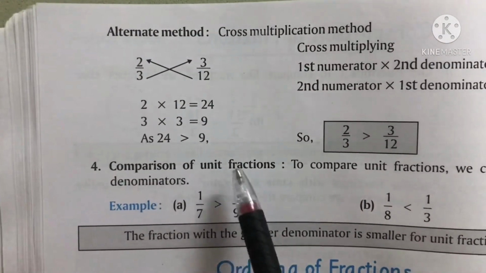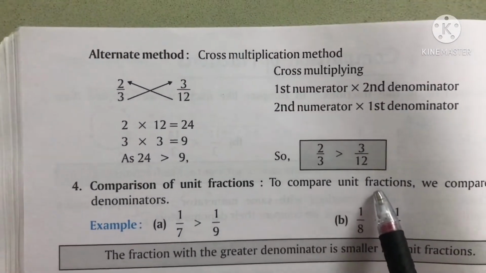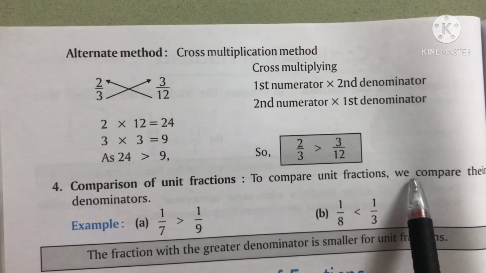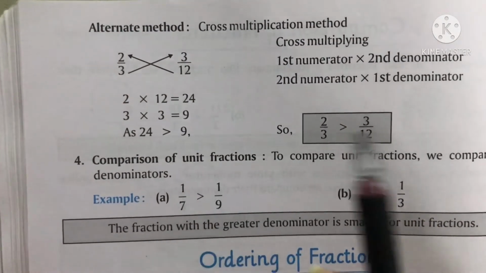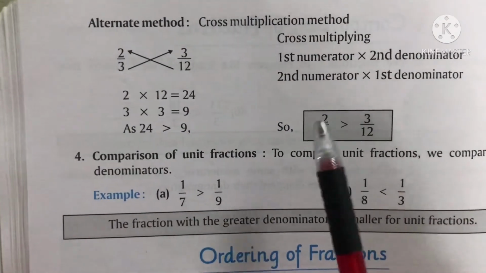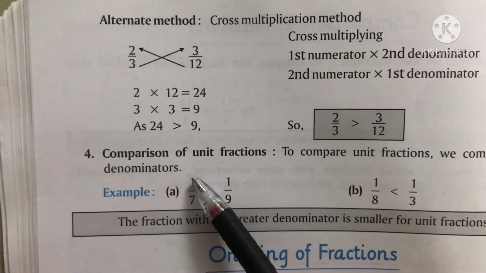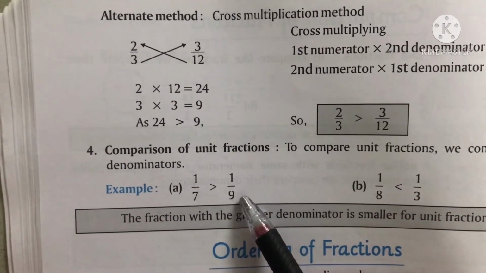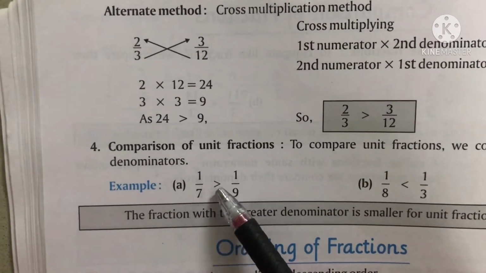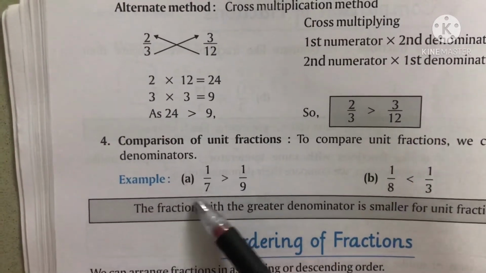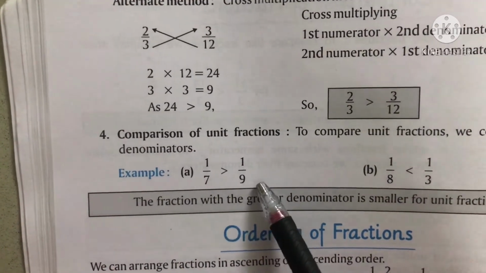Now comparison of unit fractions. To compare unit fractions, we compare the denominators. Why do we compare the denominators in unit fractions? Because in unit fractions, the numerator is always 1. For example, here given 1 by 7 and 1 by 9. The fraction with the smaller denominator will be greater. Here 7 is smaller than 9. So 1 by 7 is greater than 1 by 9.